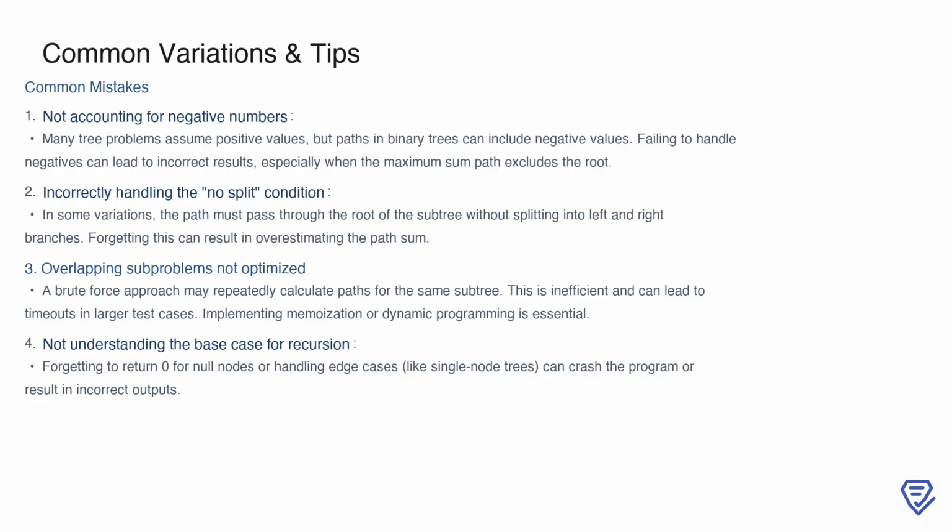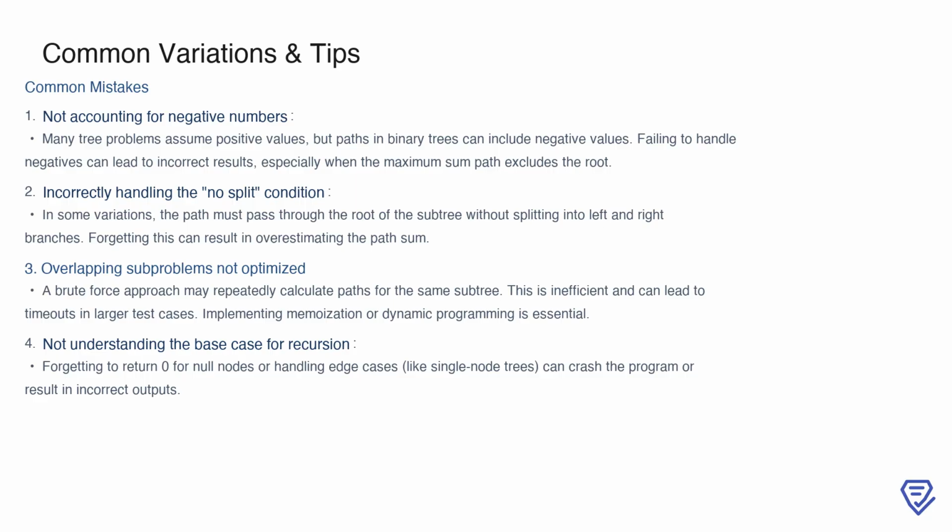Next, let's talk about the no-split condition. Some variations of the problem require the path to pass through the root of a subtree without splitting into left and right branches. If you mistakenly allow splits in these cases, you risk overestimating the path sum.